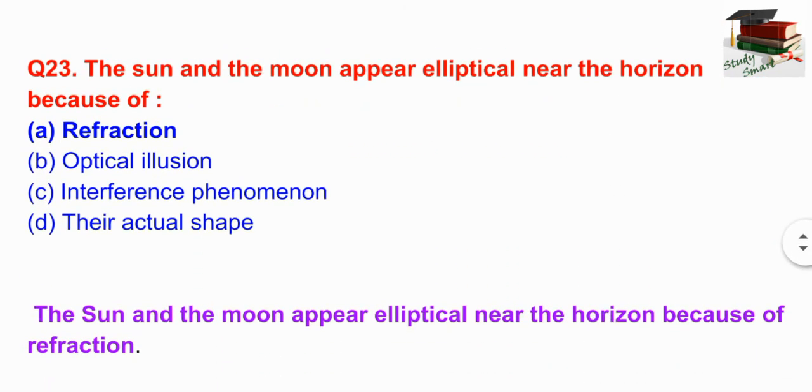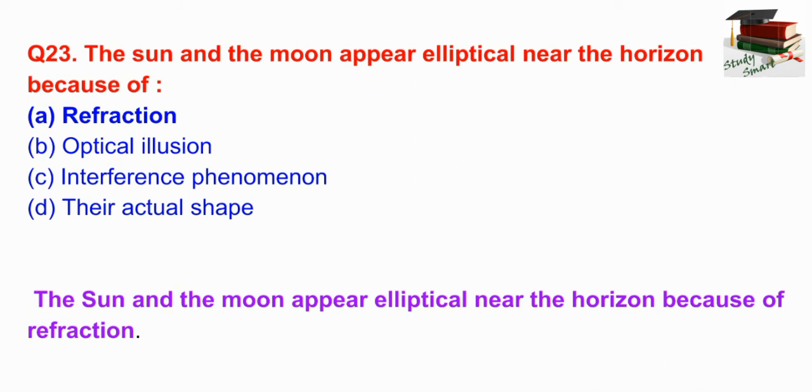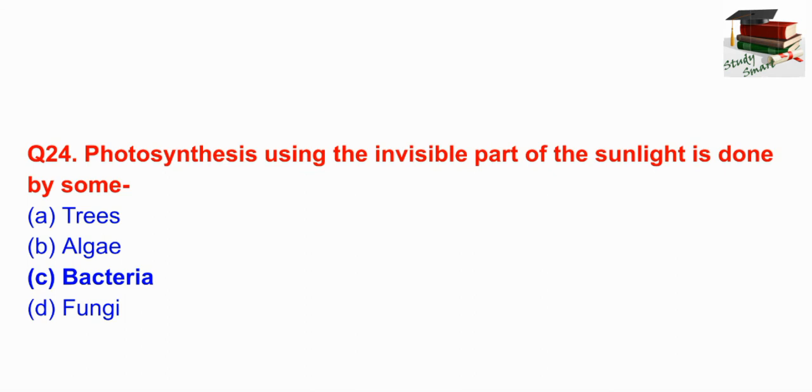Now see next question. The sun and moon appear elliptical near the horizon because of option A, refraction. Option B, optical illusion. Option C, interference phenomena. Option D, their actual shape. So right answer refraction.